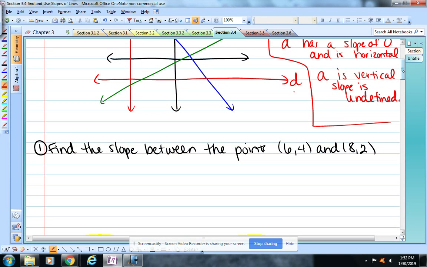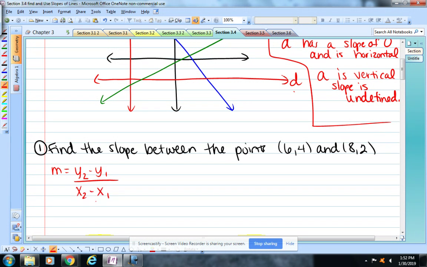All right. Number 1. They're going to give us 2 points. Not a graph, but 2 points. And we want to find the slope of that line. How do we find the slope of a line that goes through 2 points when I just know the 2 points? Very good. Now, y'all, all of us came out of Algebra 1.